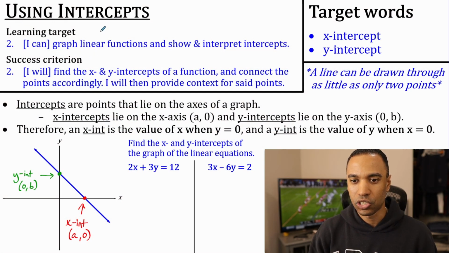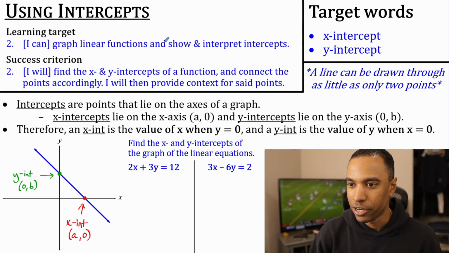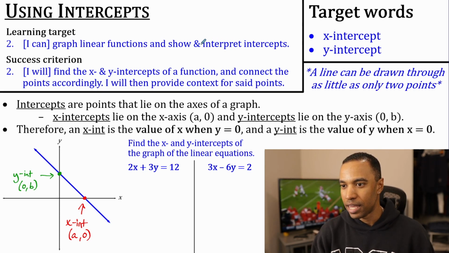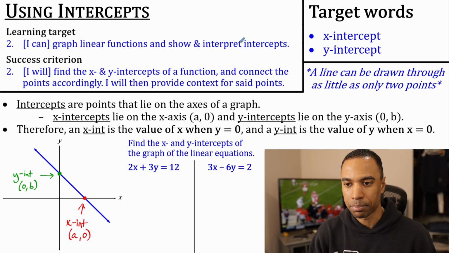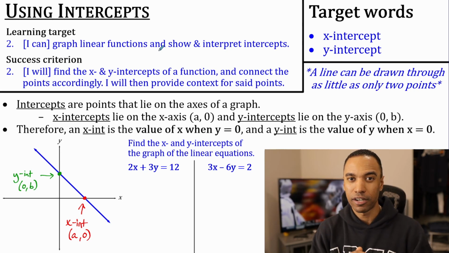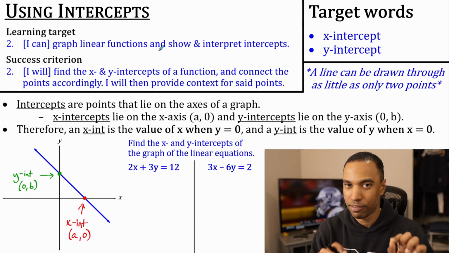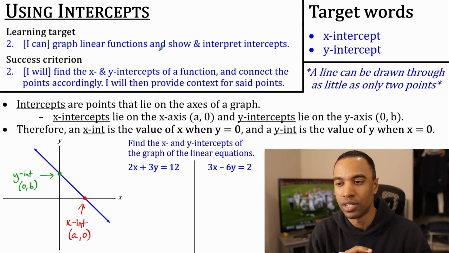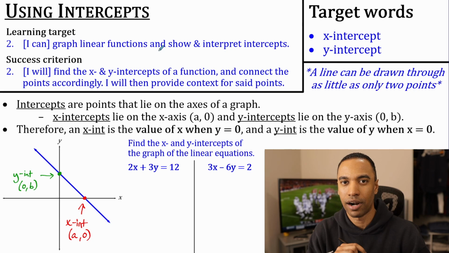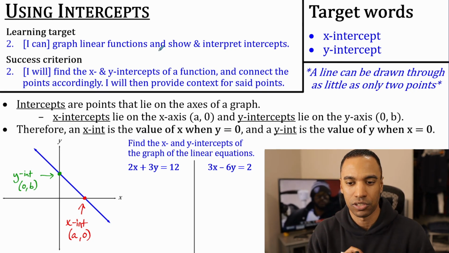All right, using intercepts, learning target. This is nice and blue. I can graph linear functions and show and interpret intercepts. We just did some graphing linear functions. I'm going to show you a different way to graph them now, using two very specific critical points called intercepts. And you can show where they are, and you can interpret what they mean in context if necessary.